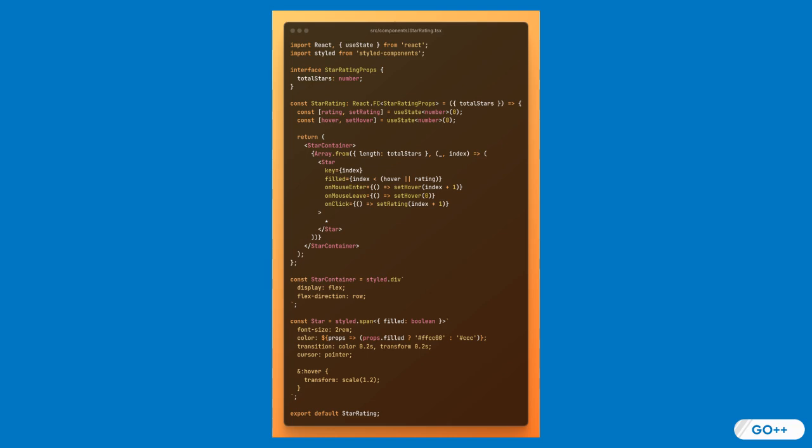The component renders a series of stars, each represented by a styled span. The star color changes based on whether it is filled, indicating the current rating or hover state. We add event handlers for onMouseEnter, onMouseLeave, and onClick to manage interactions. The styling is handled using styled components, where we define the star container and star styles.